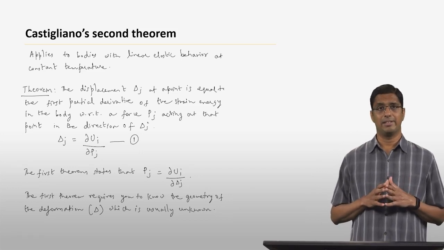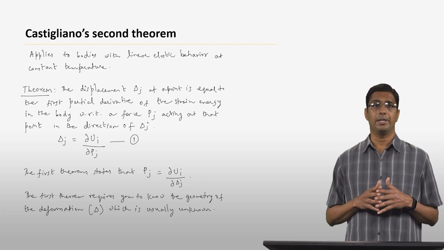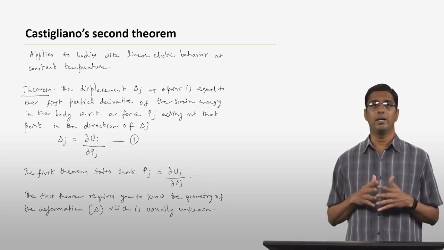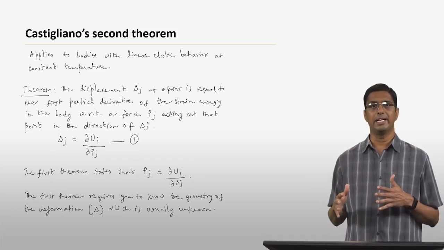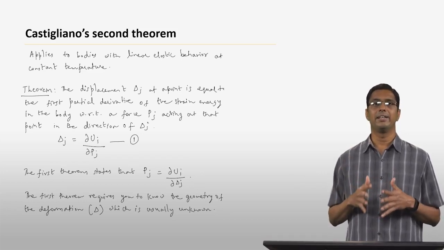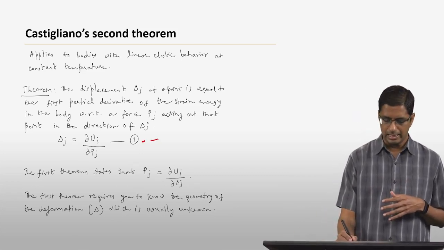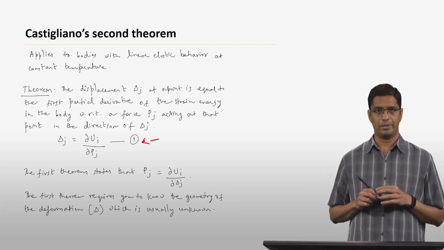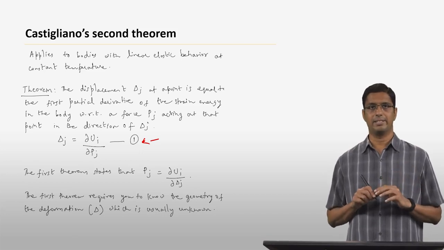The theorem actually states that the displacement delta J at a point is equal to the first partial derivative of the strain energy in the body with respect to the force Pj acting at that point in the direction of delta J. Or in mathematical terms, delta J is del Ui by del Pj. Okay. So again, it looks very simple, but there are lots of important things that you have noticed here.